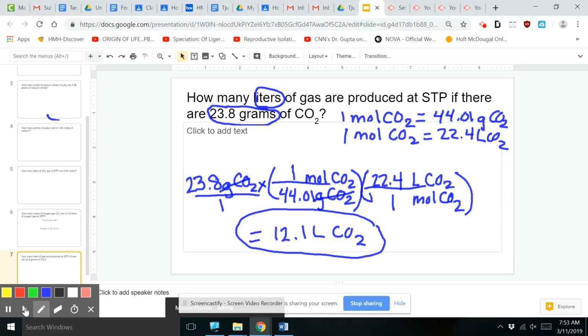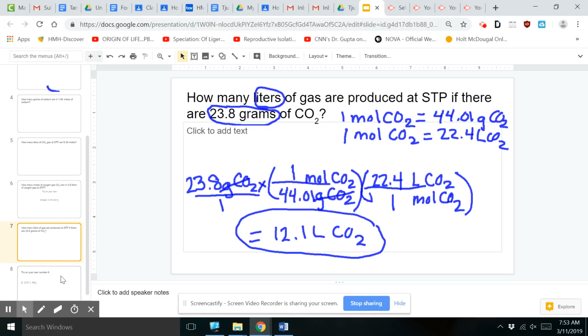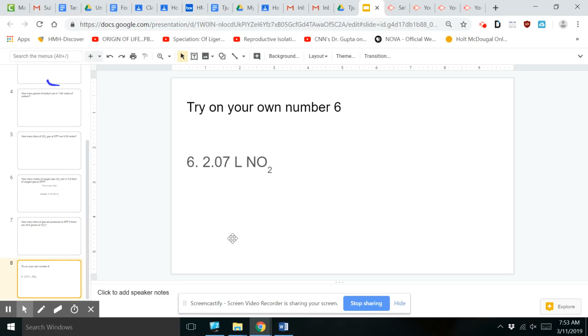If you go to question number 6, try that on your own, but here is the answer. The answer for number 6 would be 2.07 liters of NO2. Again, if you have any questions, make sure that you are asking your teachers. Hope this is helpful.